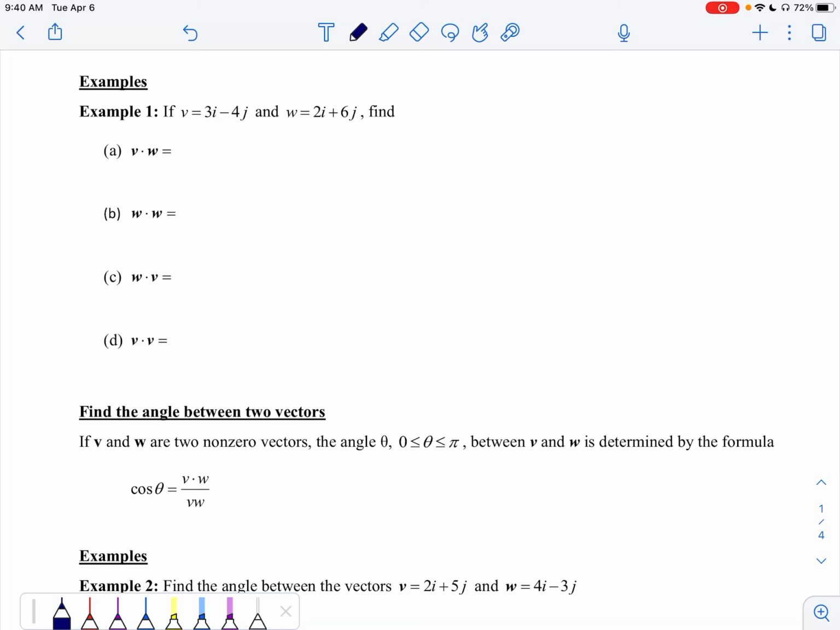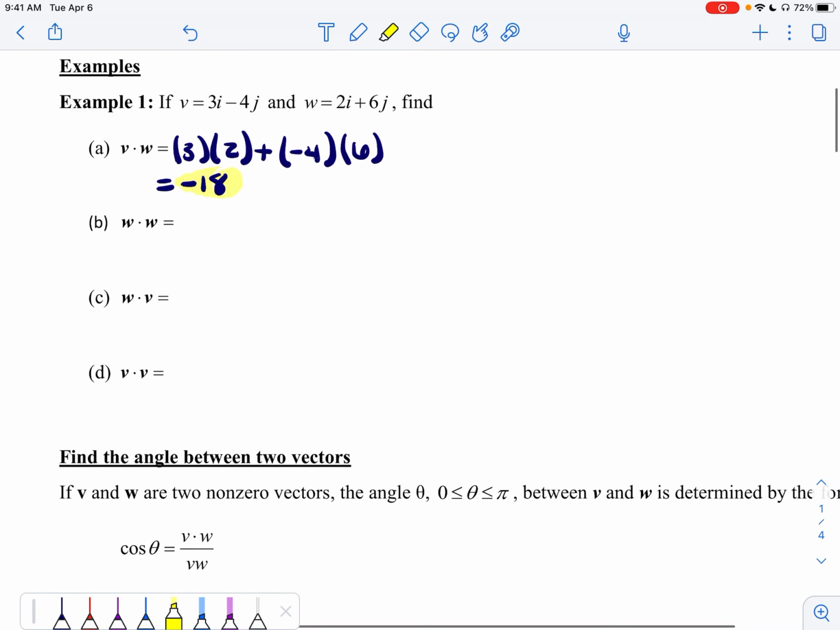All right, so first we're finding v dot w. We're going to multiply the i component of v times the i component of w plus the j component of v times the j component of w. So 3 times 2 plus negative 4 times 6, and then just do the math. So we would have 6 minus 24, which would be negative 18. And that's our final answer.